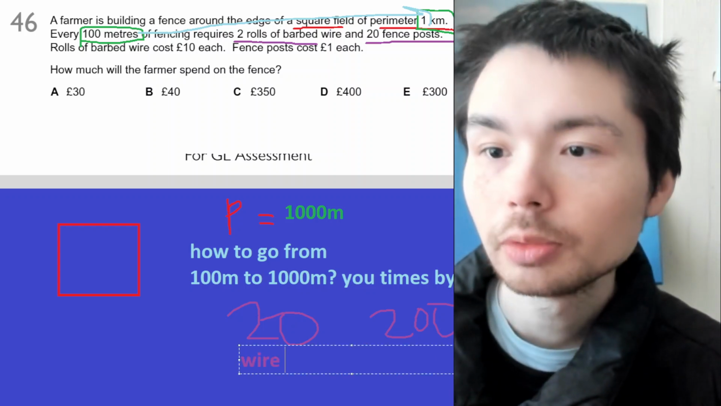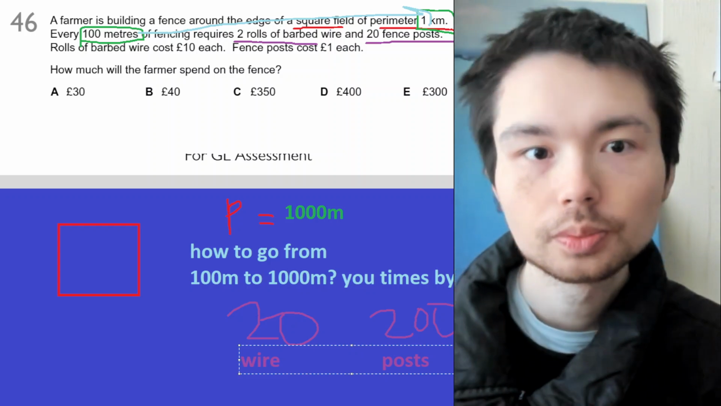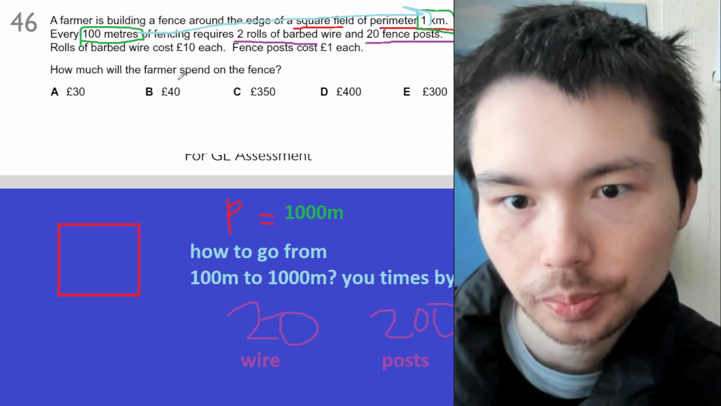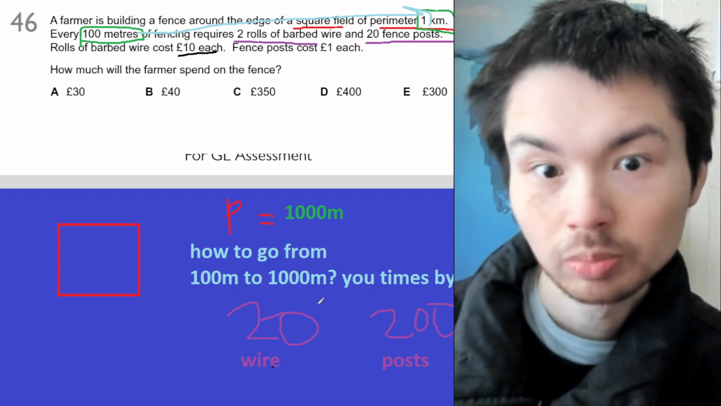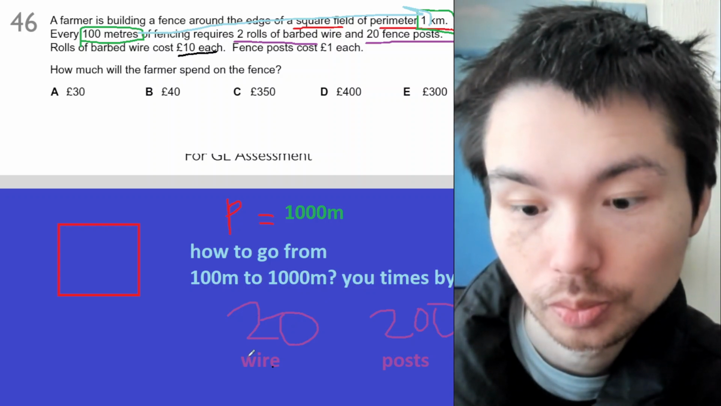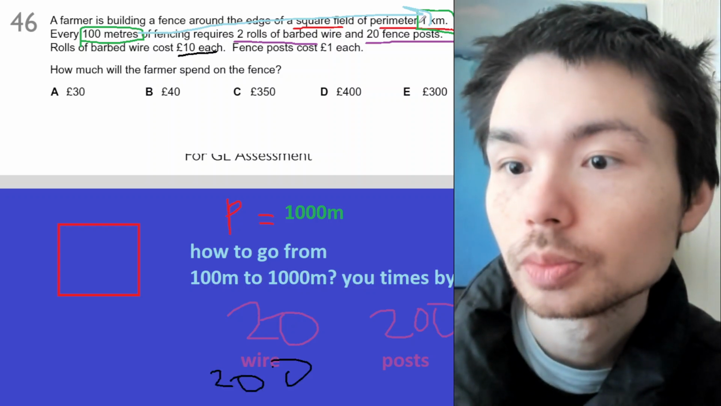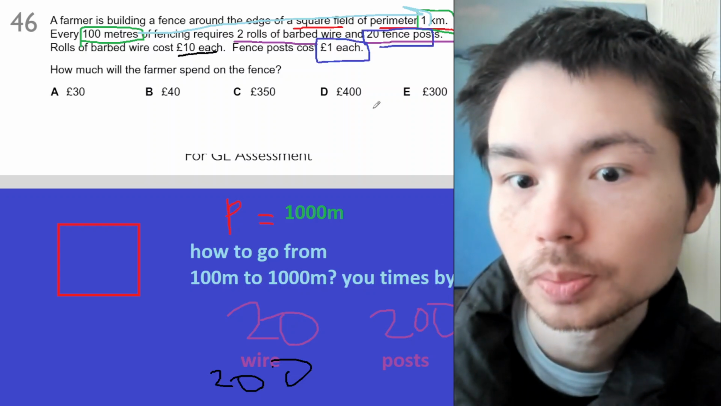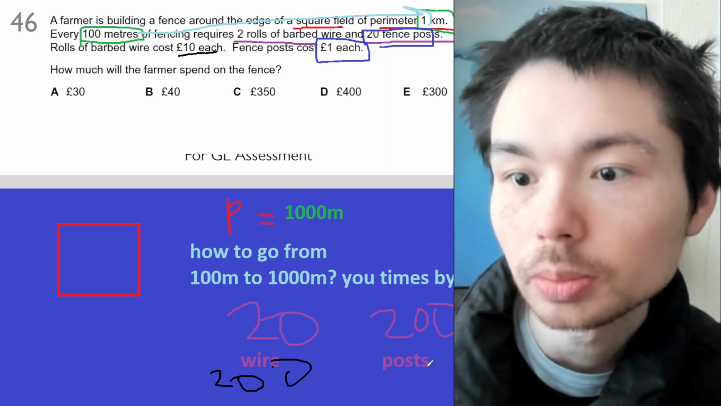Barbed wire, fence posts. Roll of barbed wire, it costs £10. So look at this bit. That means times by 10. 20 wires. So let's times that by 10, 200. 20 fence posts, £1 each. Times that by 1, 200.